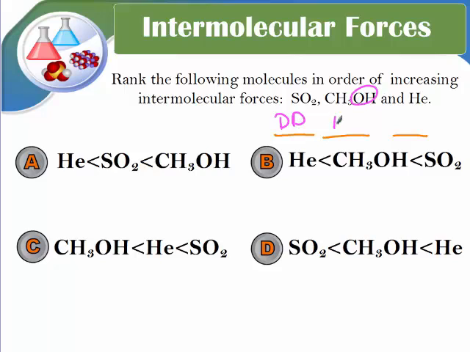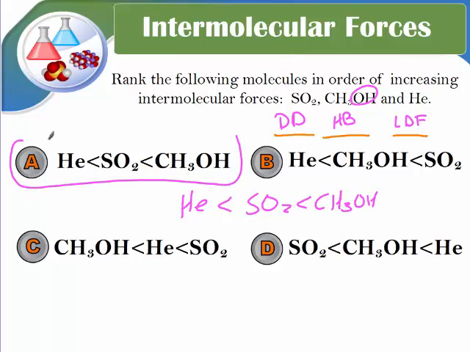So this one you should have got was H bond. And helium you should have gotten was London dispersion force. And since we want increasing IMF, we want weakest to strongest. LDF is the weakest, so helium is the weakest. Then dipole-dipole, and then hydrogen bonds, or A.